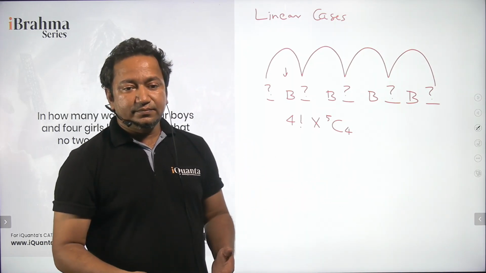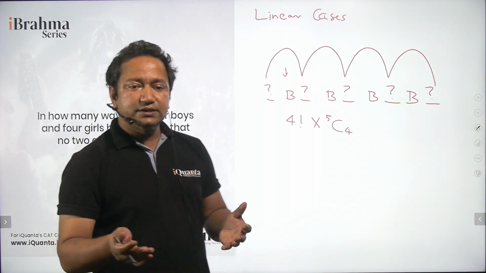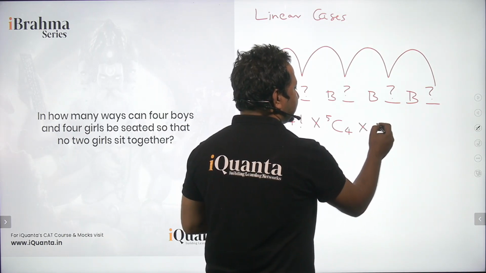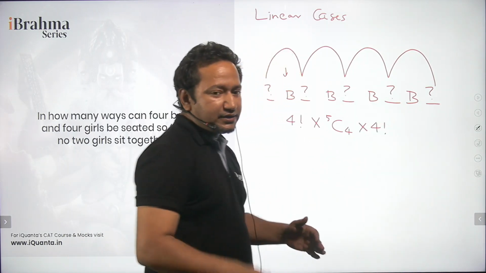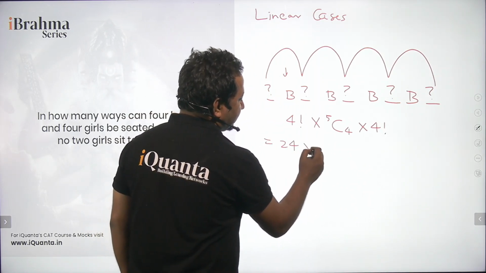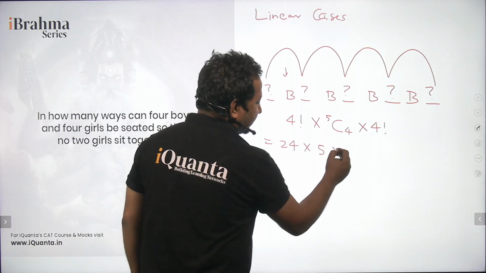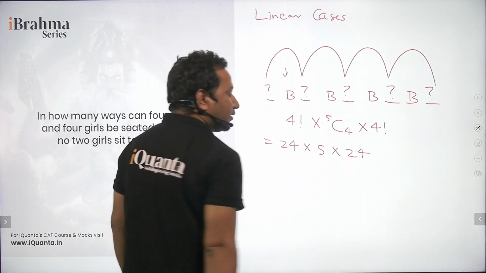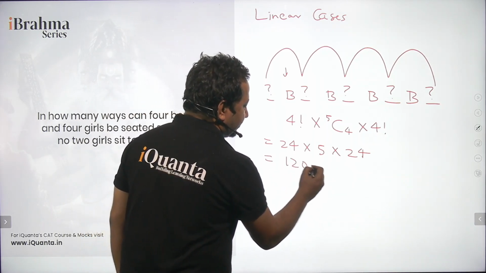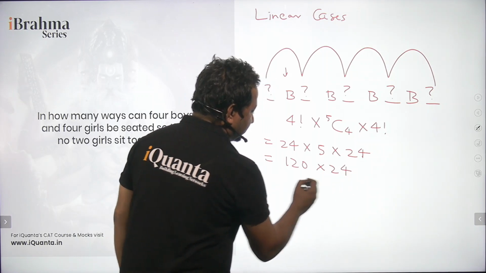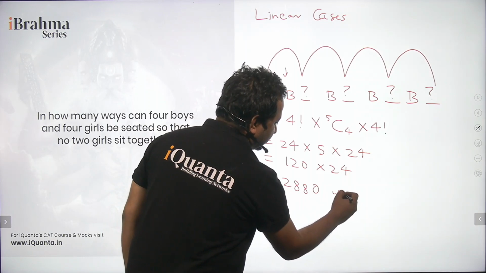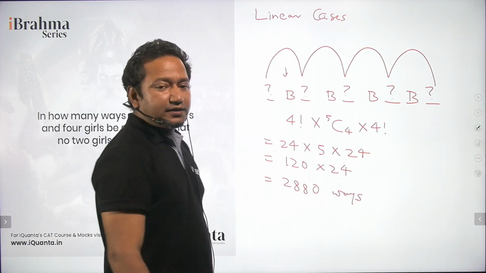And once I've chosen the 4 spaces, I want the girls to sit over there. Now we have 4 girls and they can sit there in factorial 4 ways again, because they can arrange themselves. So here, factorial 4 is 24, 5C4 is equal to 5, and then 24 again. If I solve this, 24 into 5 is 120, then 24 again, so I'll get 2880 ways. Hope this is clear. This is the mathematical approach.